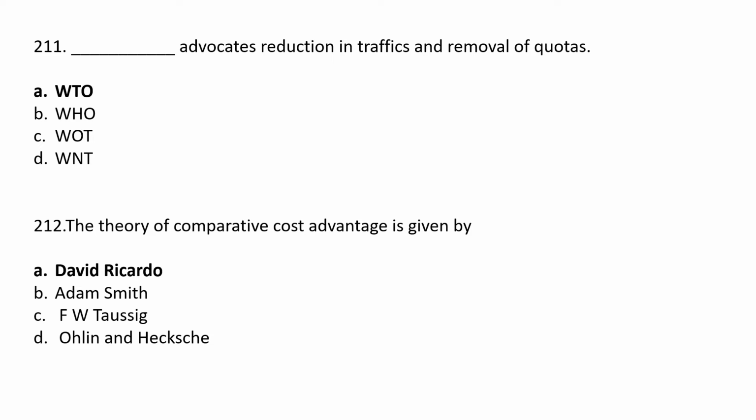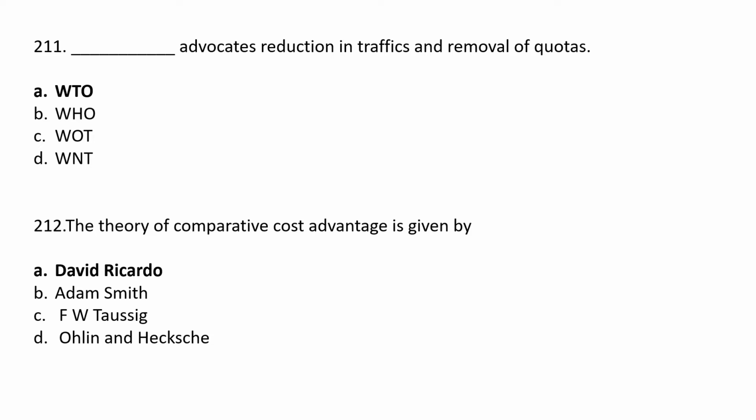Dash advocate reduction in traffic and removal of quotas. Option A WTO, option B WHO, option C WOT, option D WNT. The correct answer is option A WTO. WTO advocate reduction in traffic and removal of quotas.